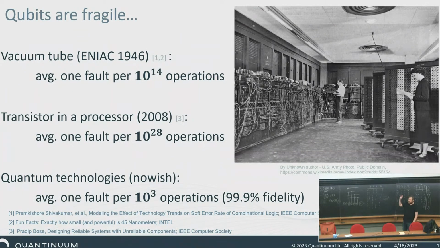Not always, especially on Windows. But quantum technology nowadays is at 1 fault per 10 to the 3 operations, or 1,000 operations. That's significantly worse than vacuum tubes, and that's kind of sad. Although, luckily, these aren't directly comparable because we know that certain algorithms, we hope, have an exponential speedup compared to classical algorithms. So they're not completely comparable because one's far more powerful for certain algorithms compared to the others.